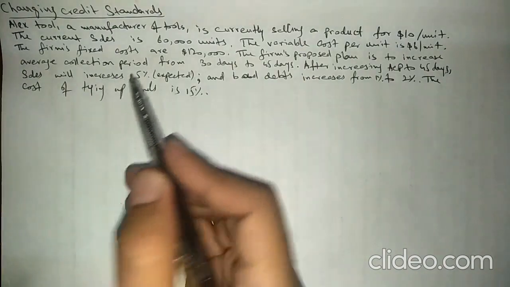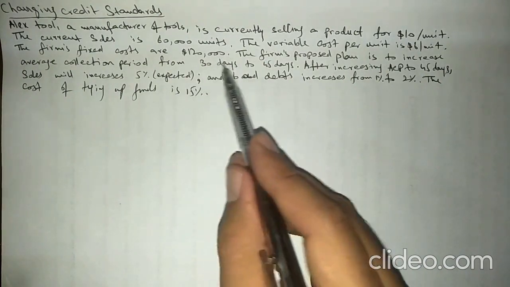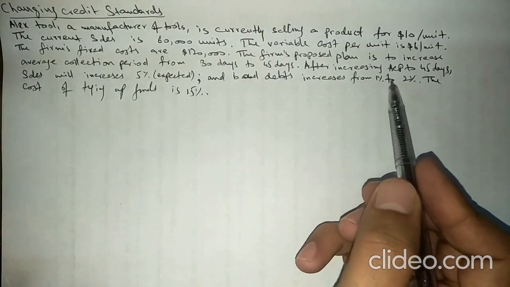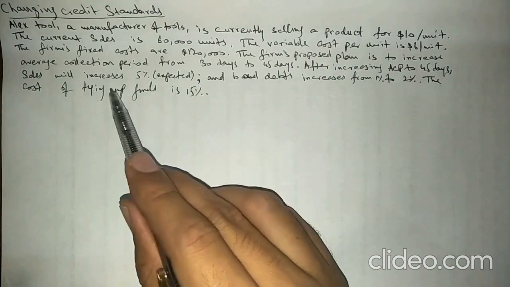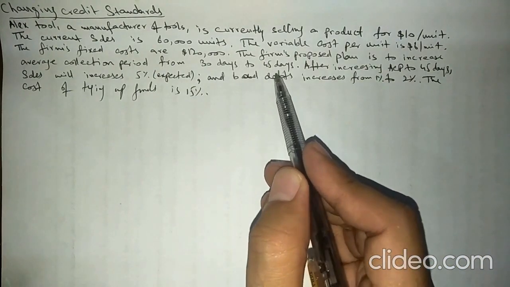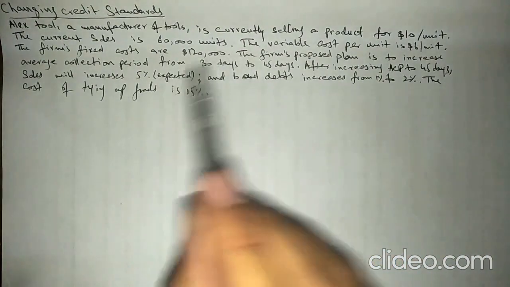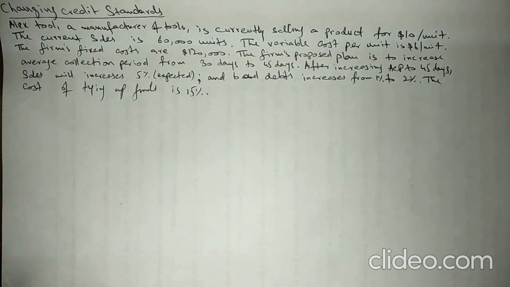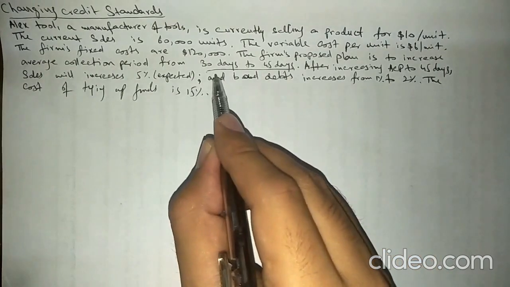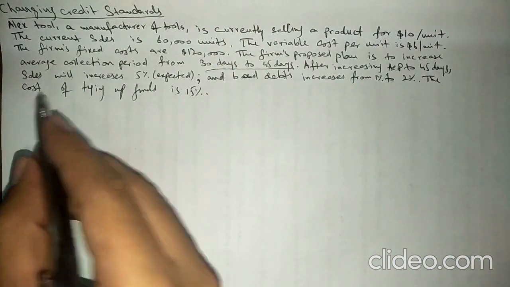It is expected that sales will increase by 5% if we increase the average collection period from 30 days to 45 days, and bad debts increase from 1 to 2%. So the bad debts are also expected to increase along with sales if we increase the average collection period from 30 to 45 days. And the cost of tying up funds is 15%. So in this question we need to decide whether we should increase the average collection period from 30 days to 45 days or not. Let's start to solve it.